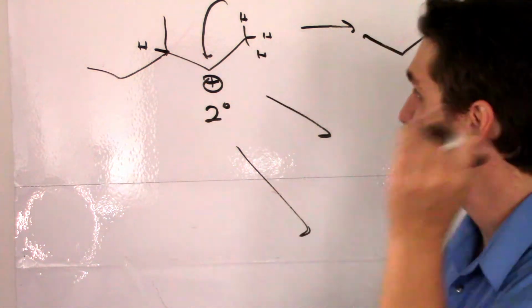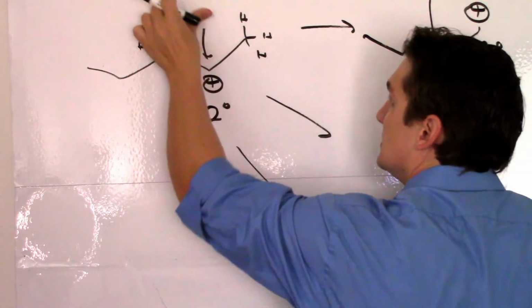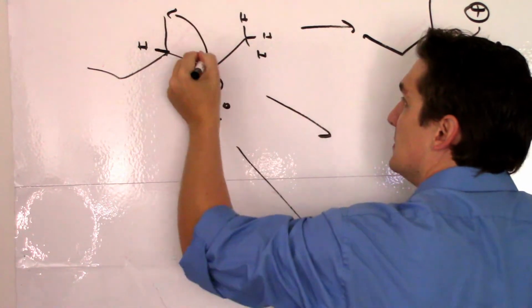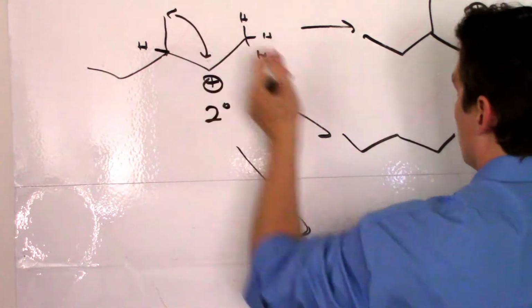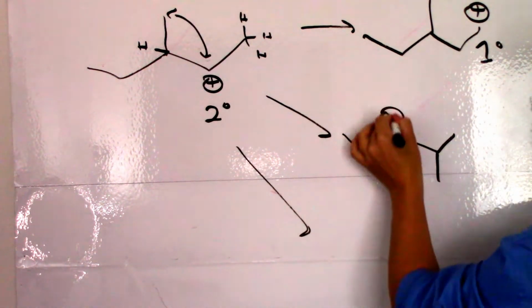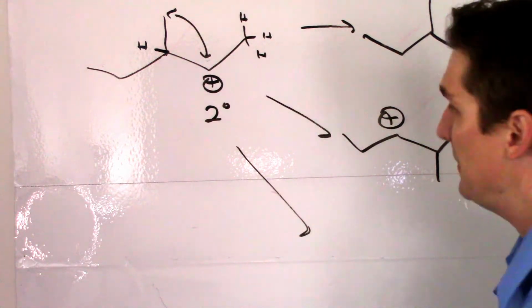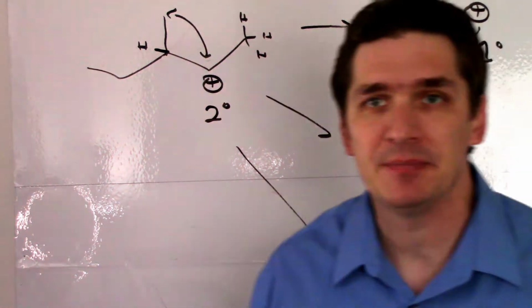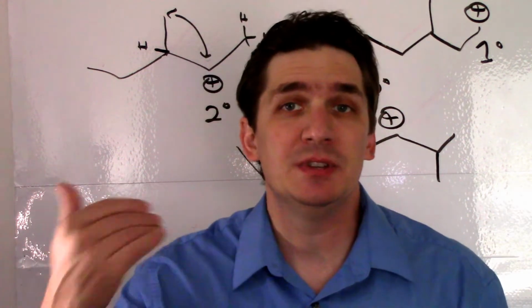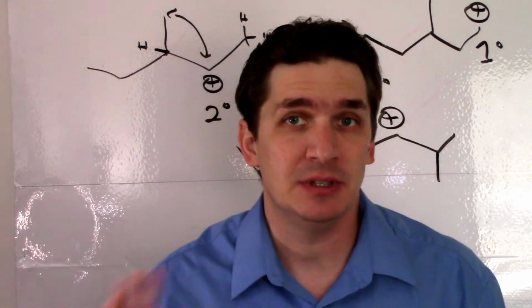So let's say instead of swapping the hydrogen, we swap the methyl. I'm going to take my methyl group, replace it, and put the carbocation on the carbon I just swapped with. Now if I look at this, I went from a secondary to a secondary. I haven't gained anything. So because I haven't improved the stability of the carbocation, I don't get a shift.